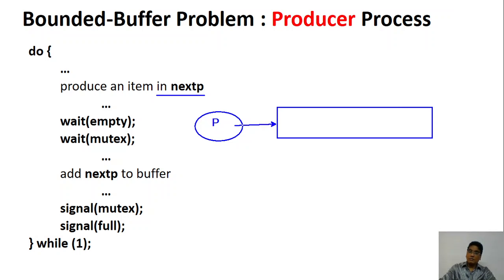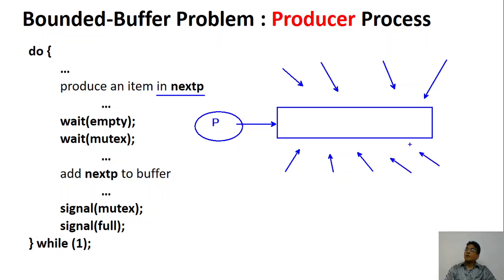So what will the producer do now? There are two things the producer has to do. One is that the producer has to prevent the consumers from accessing the buffer. The next one is that the producer can put an item into the buffer only if there is a vacant space available. If there is no vacant space available, the producer cannot put an item.